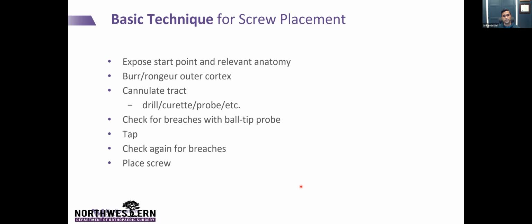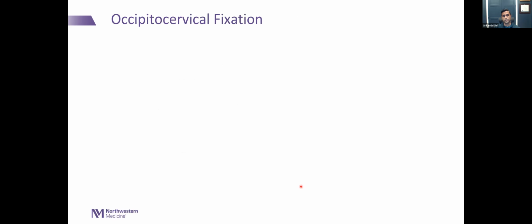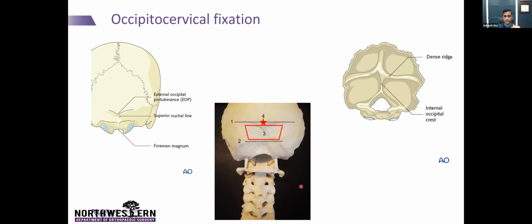You can check for breaches with a small ball-tip probe, and that tells you whether you've breached into a place that's not structurally sound. So either laterally out into the soft tissue space, medially into the spinal canal, or inferiorly into the neural foramen. Then you check again for breaches and place a screw. So let's just march down the spine.